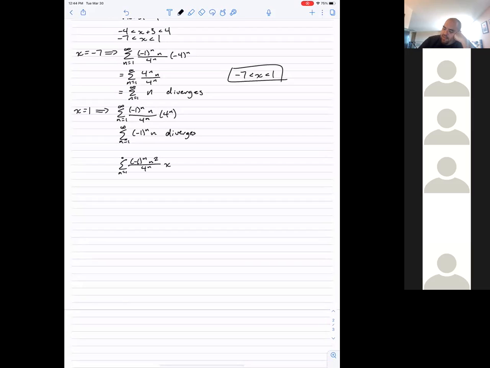Yeah, that's a really good question, and let's talk about that quickly. So ratio test is going to give me -1 to the n plus 1 times n plus 1 squared over 4 to the n plus 1.